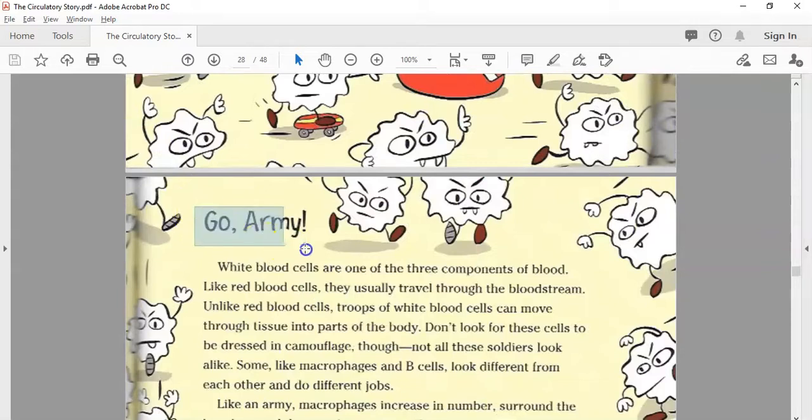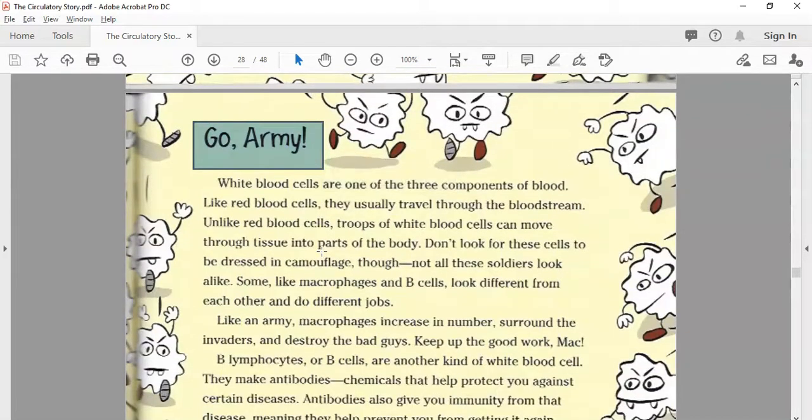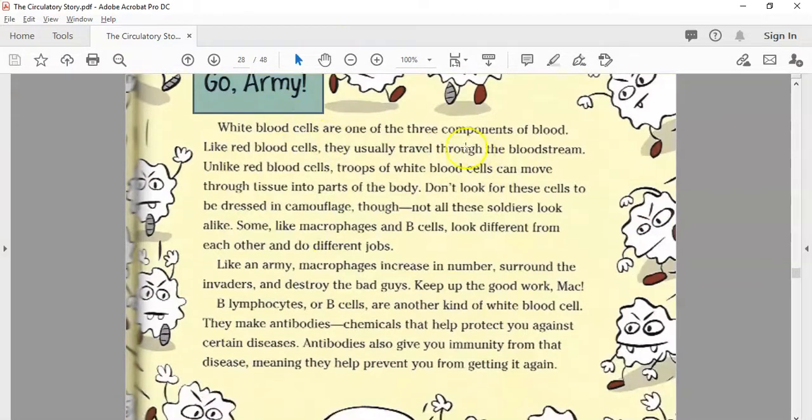Go Army! So I know this whole section is not literally going to be about an army, but about an army of white blood cells that are going to protect your body. White blood cells are one of the three components of blood. Like red blood cells, they usually travel through the bloodstream. Unlike red blood cells, troops of white blood cells can move through the tissue into parts of the body.